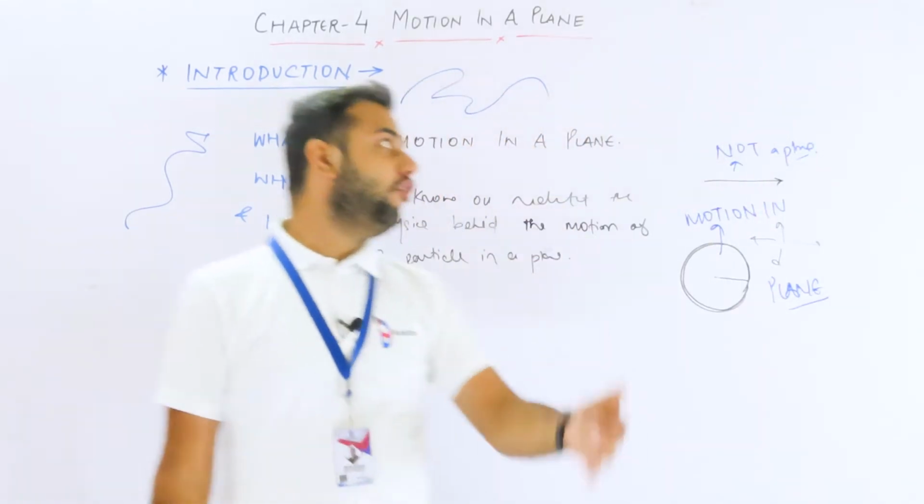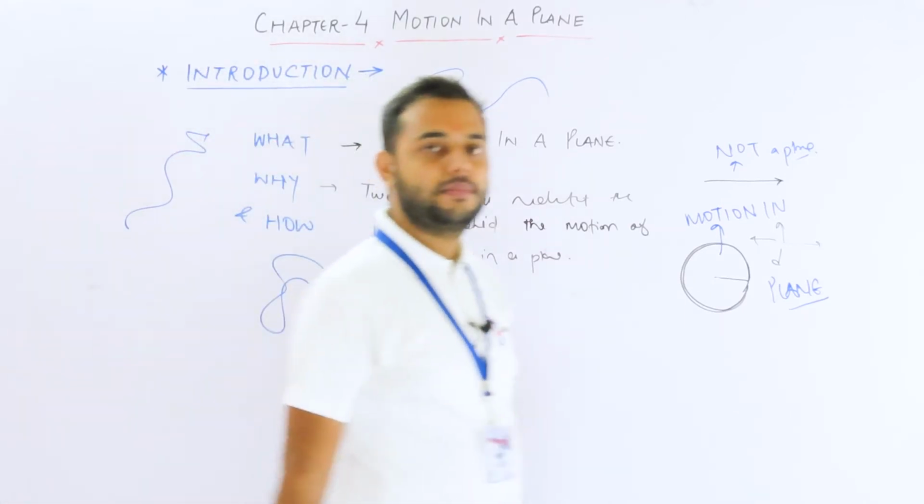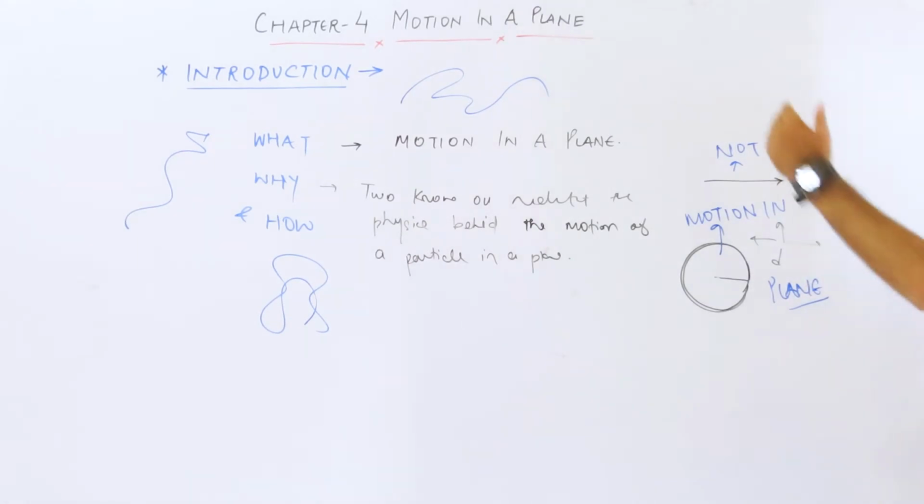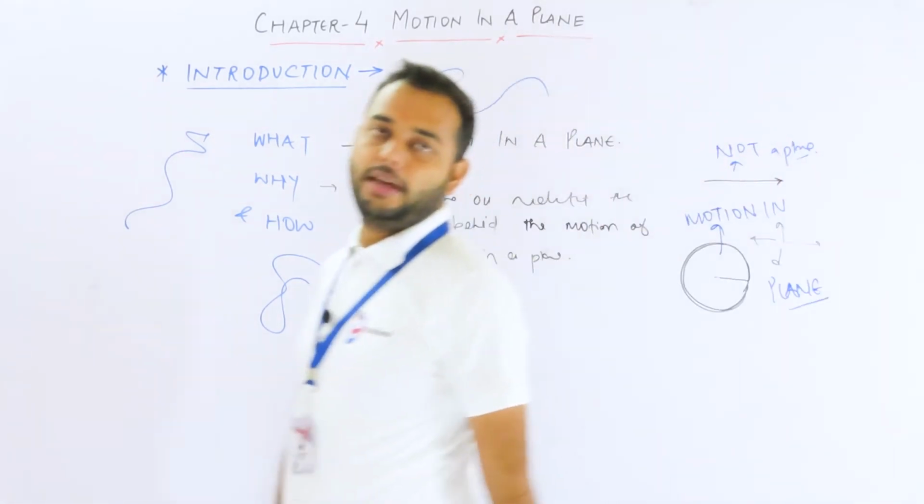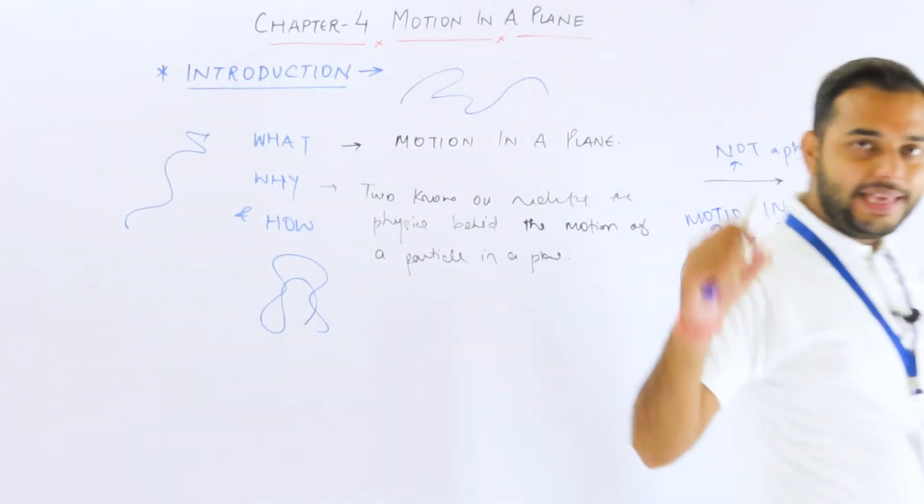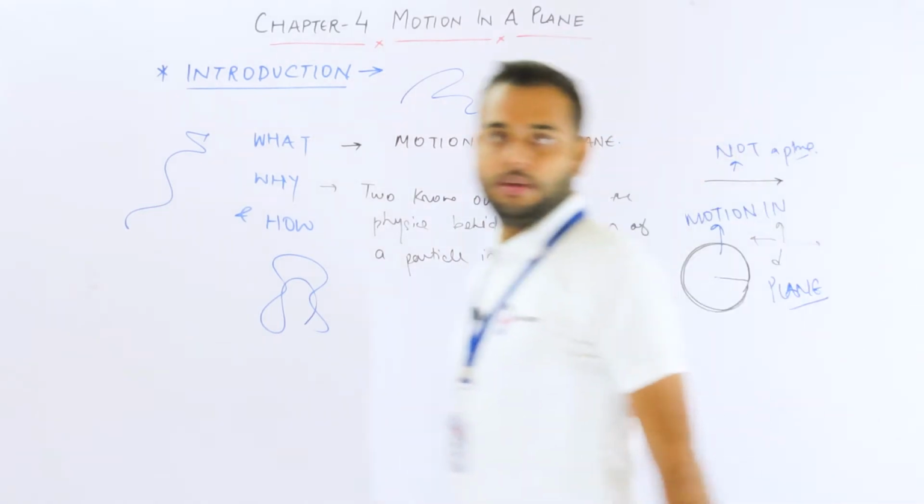He used the theory of particle motion in a plane to get a gold. He used the physics of motion in a plane to get gold in the Olympics. How? I will explain to you. There is a topic in this chapter, motion in a plane, which is called projectile motion.